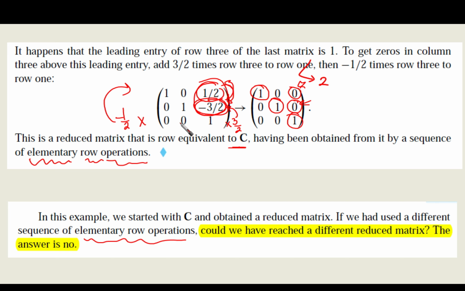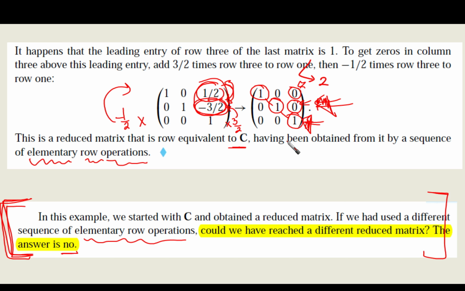So the sequence of the steps for the elementary row operations does not matter. If you do another sequence, you are going to end up with the same result, no problem. Different row sequences will not make any change to the final reduced form. So, could we have reached a different reduced matrix? The answer is no, as you can see here. It means that any sequence of elementary row operations will bring you to the right reduced form.